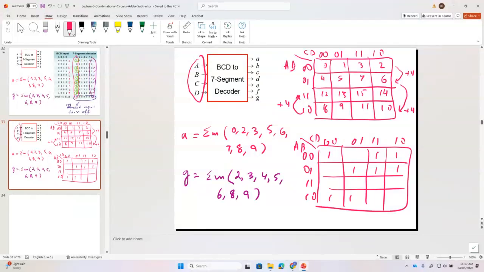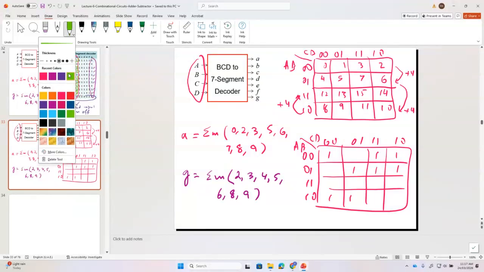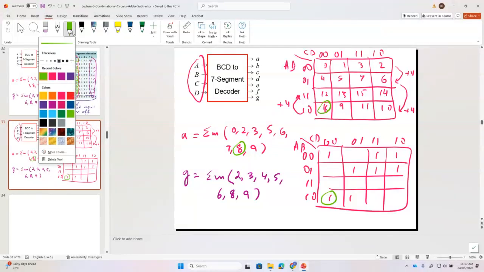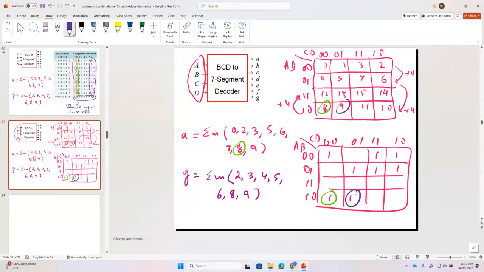Got it? Can you see here? This is how we do it. Please remember, this is my 8. Look at the color coding. Where is my 9? Let's assume we have the purple color, so this is my 9. Any questions? And you fill all the ones. How many ones are there? 1, 2, 3, 4, 5, 6, 7, 8. Similarly, we can draw the K-map for G. Any question? Should we proceed?